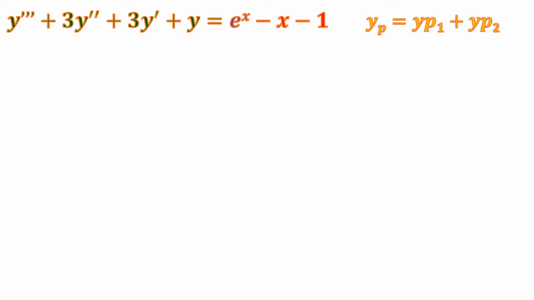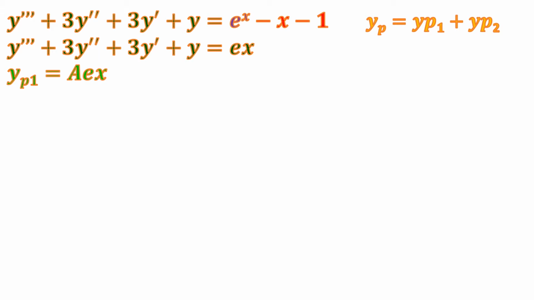That means our particular solution will be separated into two. We will name them yp1 and yp2. The yp1 will be this, and we're going to find a particular solution of this equation. yp1 is expected to be a e to the x, because that is the form of the expression at the right of the equal sign. It's e to the x, so yp1 should also be a e to the x. And what is this a? It's a constant, and we're going to find that constant.